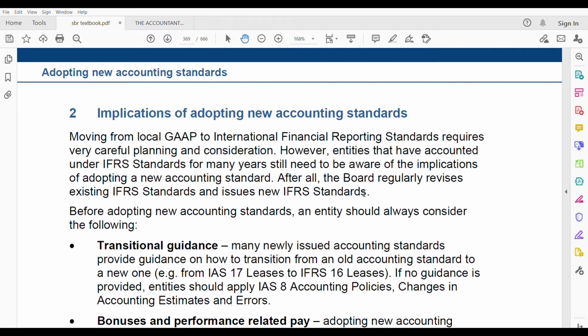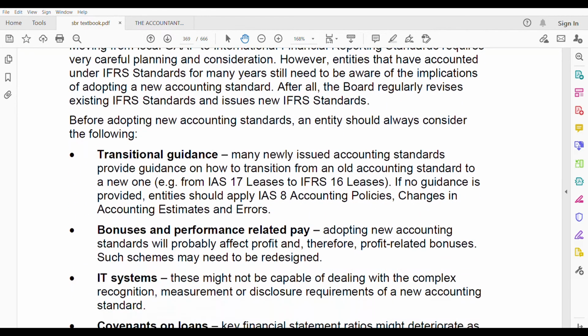So before any entity adopts new accounting standards, they should consider the following. They don't just go and start using IFRS standards. They definitely go through this, consider this, and then if it's beneficial, they adopt IFRS standards. Otherwise, they don't. One is transitional guidance. Many newly issued accounting standards provide guidance on how to transition from an old accounting standard to a new one.